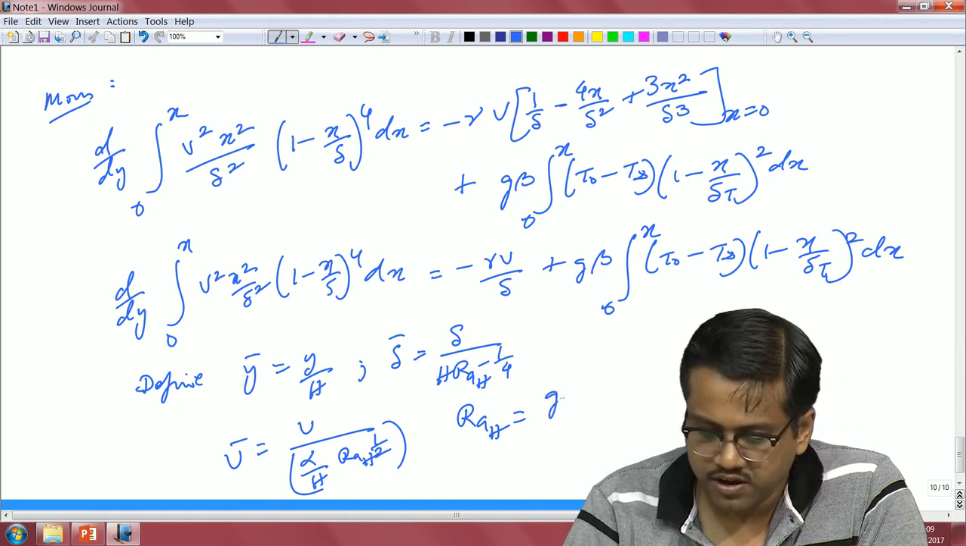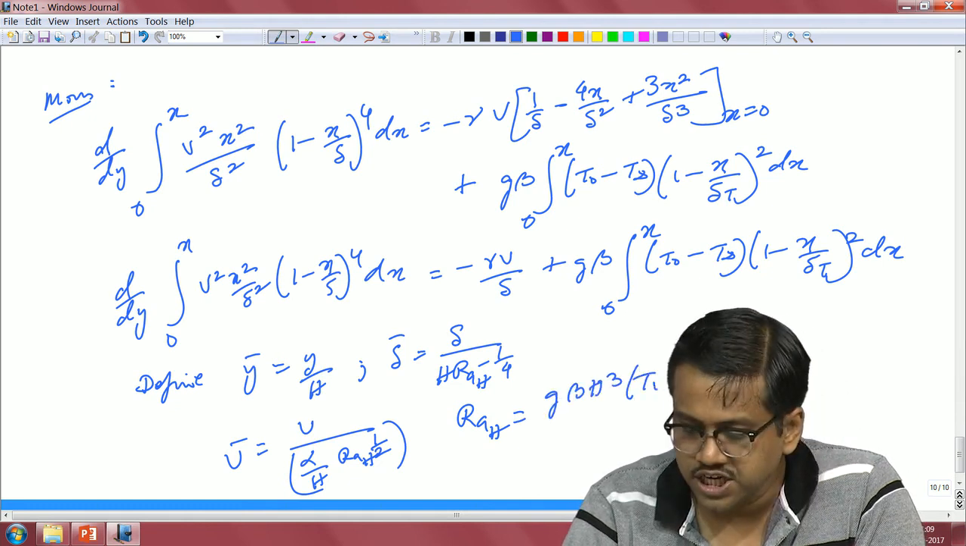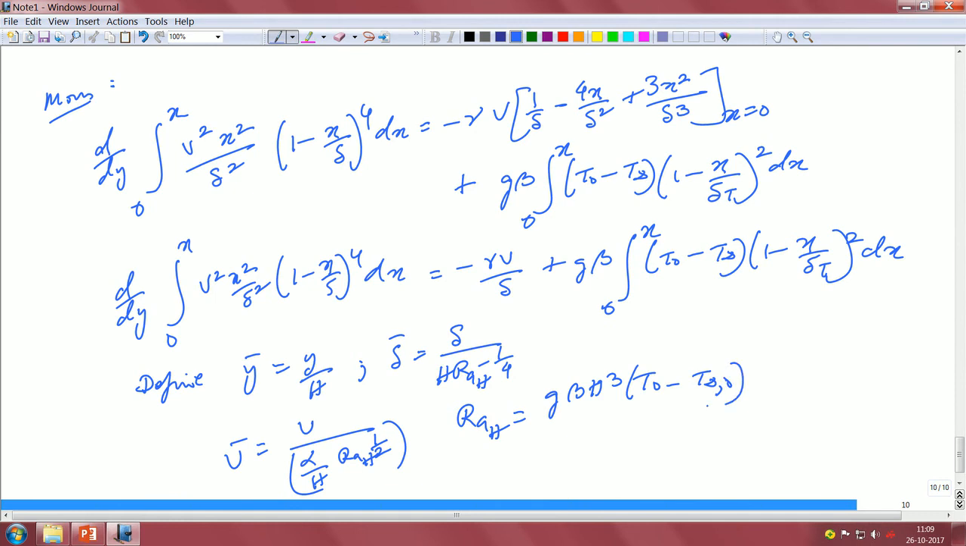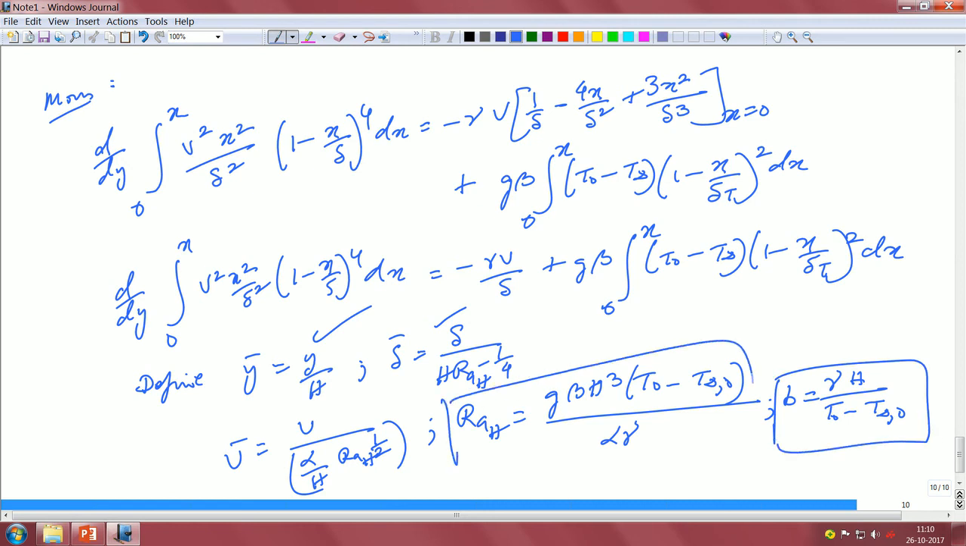The Rayleigh number h, however, has been defined based on the lowest temperature, that is T infinity, the temperature at the bottom of the plate, and B is of course equal to gamma h divided by T naught minus T infinity comma 0. So, these are the 5 non-dimensional parameters that we have defined. B is the new one. These are common parameters, and why we have normalized by these scales should be pretty apparent, because these were the scales that we used in our measurements anyway.